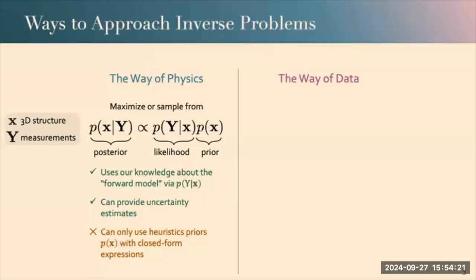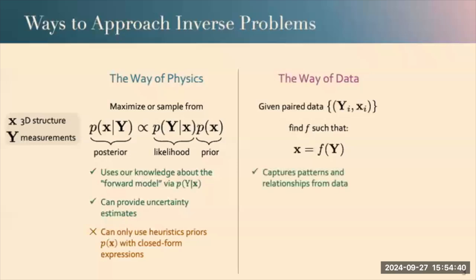And on the opposite side of the spectrum, you have the way of data, where the idea is essentially, given a set of paired data, so I have measurements, and in this case, 3D models, I want to find a function that will map measurements to models that is going to be right on the data points that I have and hopefully generalize to new data points, which has a few benefits. First, it's possible to capture patterns or relationships from the data that we could not explicitly capture with a closed form expression, and it's also fast at inference time. So if we ignore the time spent at training, at inference time, it's just a matter of evaluating a function, not solving a maximization problem. However, this obviously is limited by the fact that we need access to this paired data.